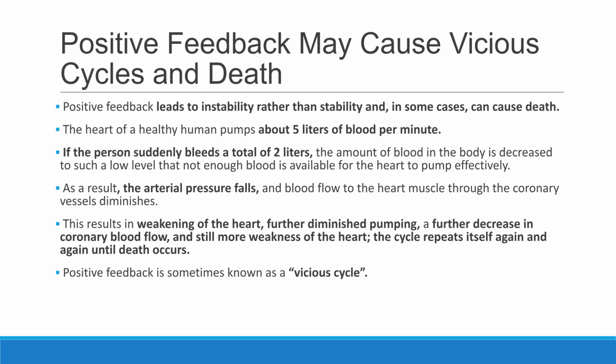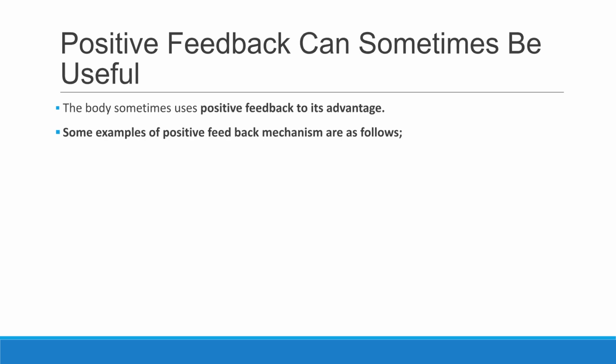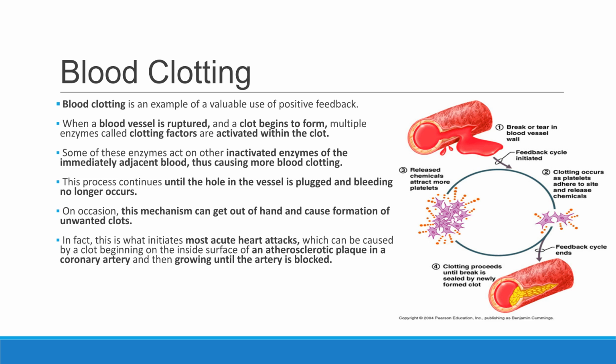For example, severe blood loss can weaken the heart, leading to diminished pumping and further decreases in blood flow, potentially causing death. However, the body also uses positive feedback to its advantage, such as in blood clotting and other necessary processes. Blood clotting is a valuable example of positive feedback. Activated clotting factors act on nearby inactivated enzymes, causing more clotting until a vessel rupture is plugged. Unwanted clotting, however, can lead to conditions like acute heart attacks.